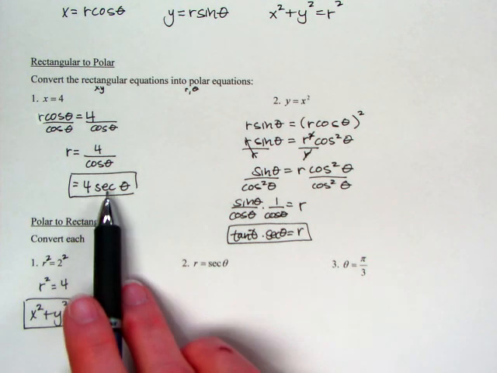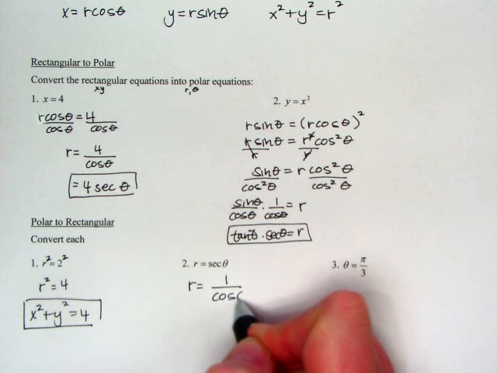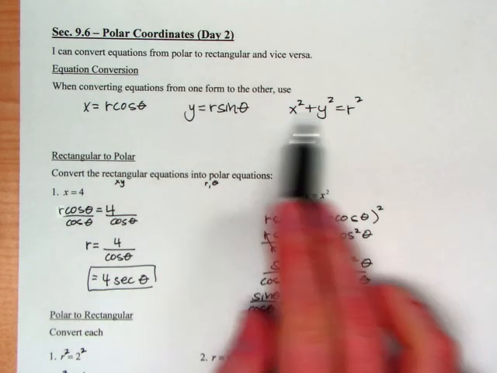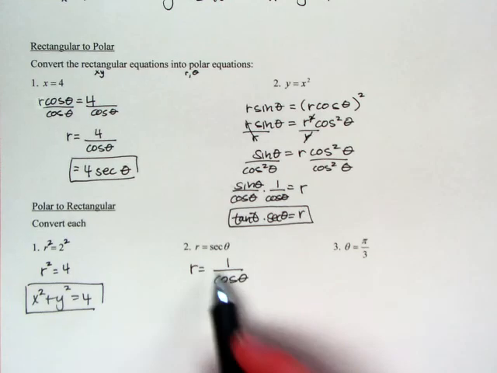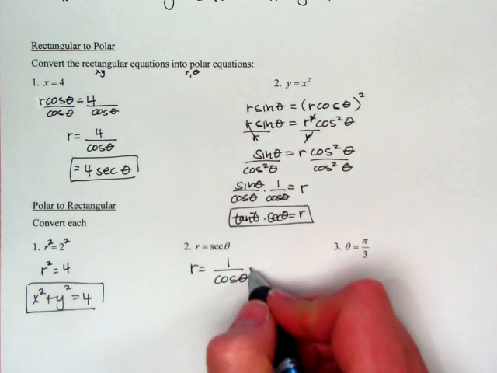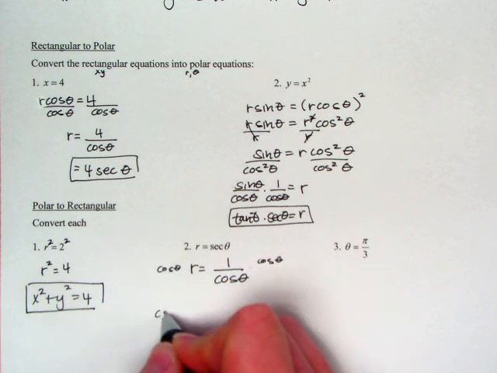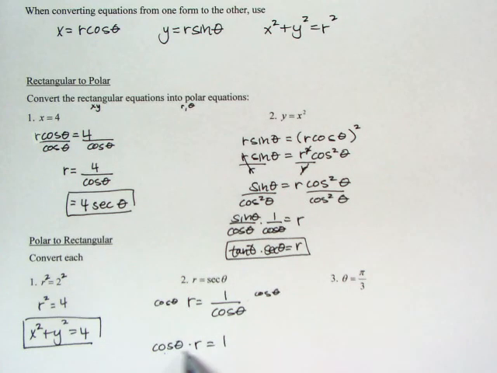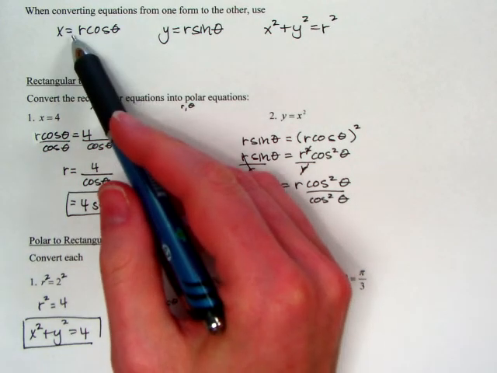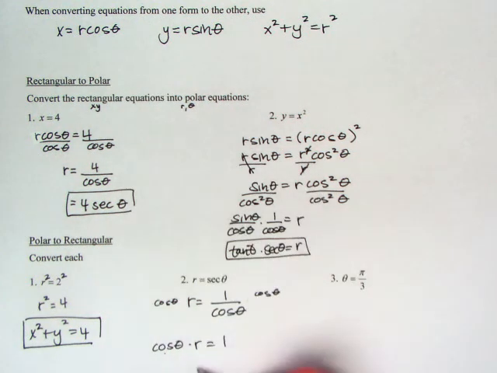of this guy. So first I'm going to change that secant into 1 over cosine. We don't have a secant up here, so I want to put it back into its original trig function. So making that 1 over cosine, I'm going to multiply both sides by cosine. So right now I've got cosine theta times r equals 1. And anytime I have an r and a cosine together, that's x. So r cosine theta or cosine theta times r, that's an x. So x equals 1.